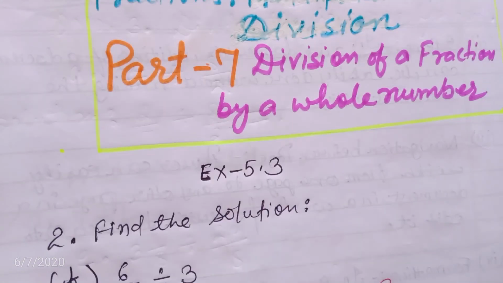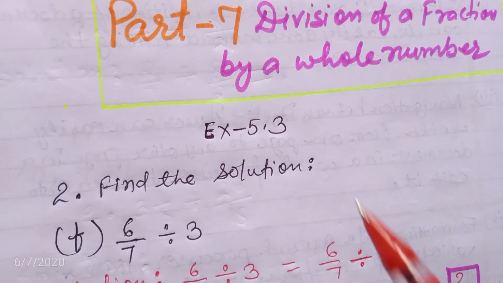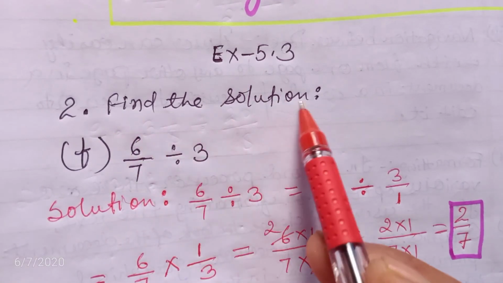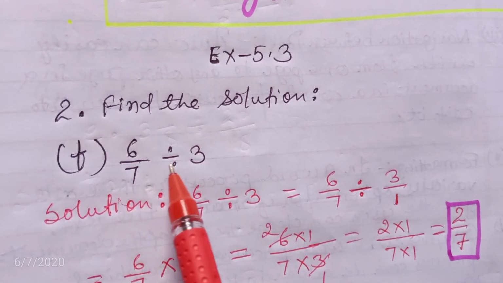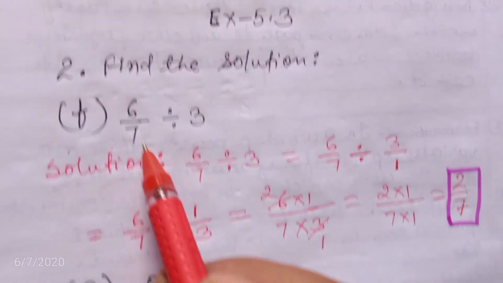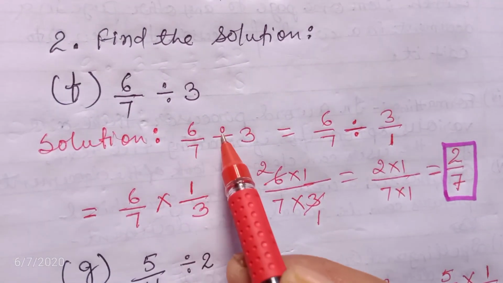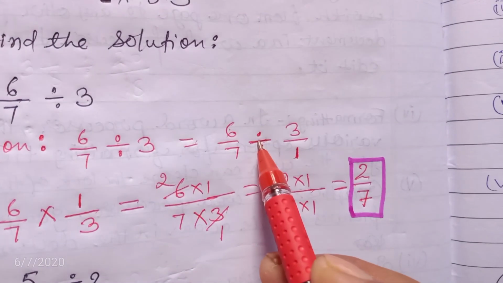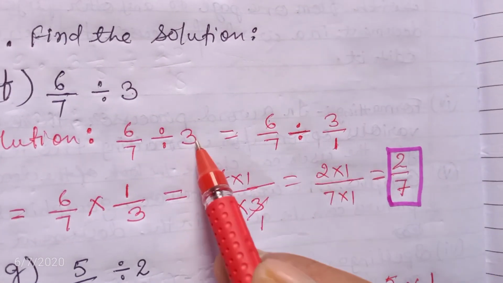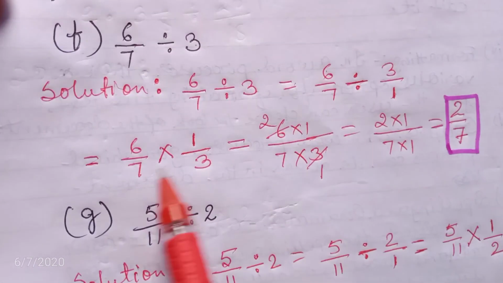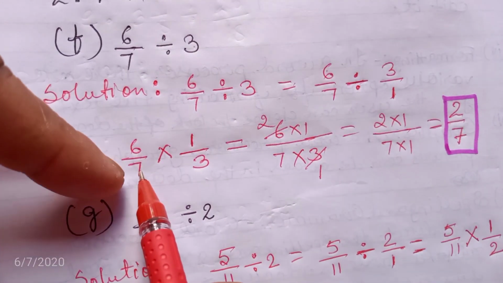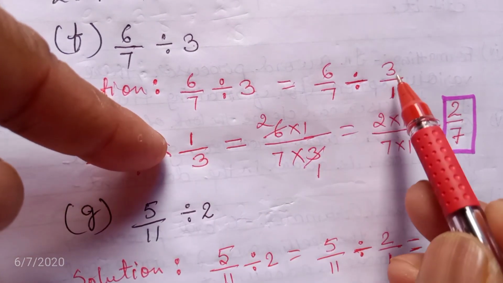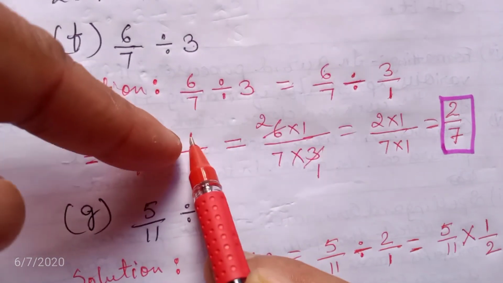Now see some questions from your exercise 5.3. Question number 2, find the solution: 6 by 7 divided by 3. Solution: 6 by 7 divided by 3 equals 6 by 7 divided by 3 by 1. 3 can be written as 3 by 1, equals 6 by 7. The division sign changes to a multiplication sign, and the reciprocal of 3 by 1 is 1 by 3.